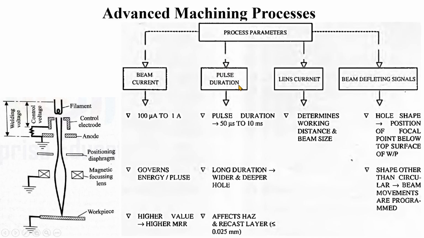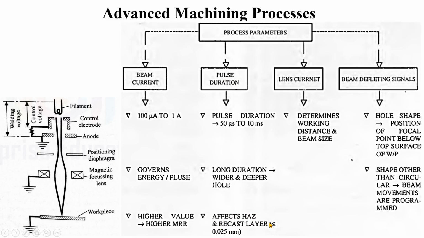And next is the pulse duration. That is the time for which the pulse is active. The pulse duration can be varied between 50 microsecond to 10 millisecond. The longer the duration, the wider and deeper the hole will be, and it can also affect the HAZ. That is, if the pulse duration is higher, then obviously the HAZ will be more.